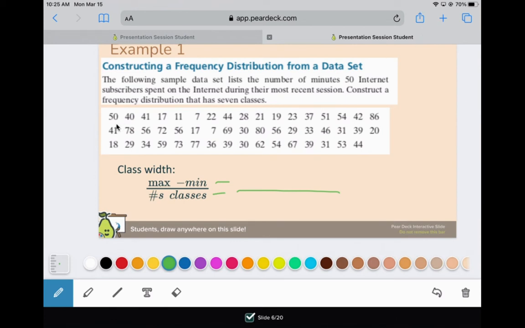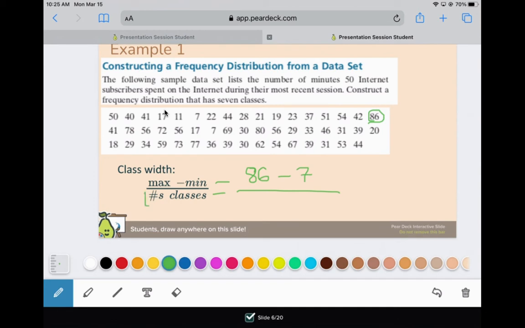We have 86, and some of us say 80. There is 86 over here, so 80 is not the highest number. We'll take time on these problems. I'm not going to assign you a lot of work, but we'll take time. So the highest number, that is correct, is 86. We're going to minus the lowest number. So we're going to look for the lowest value in here, which is 7. Good.